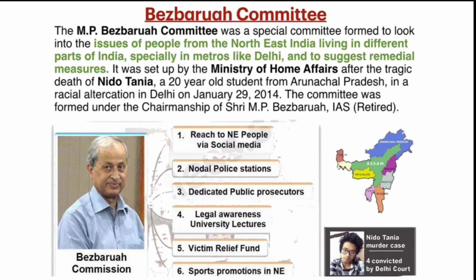Baisbarua Committee. The MP Baisbarua Committee was a special committee formed to look into the issues of people from the northeast India living in different parts of India, especially in metros like Delhi, and to suggest remedial measures. It was set up by the Ministry of Home Affairs after the tragic death of Nido Tania, a 20-year-old student from Arunachal Pradesh, in a racial altercation in Delhi on January 29, 2014. The committee was formed under the chairmanship of Shri MP Baisbarua, IAS, retired.